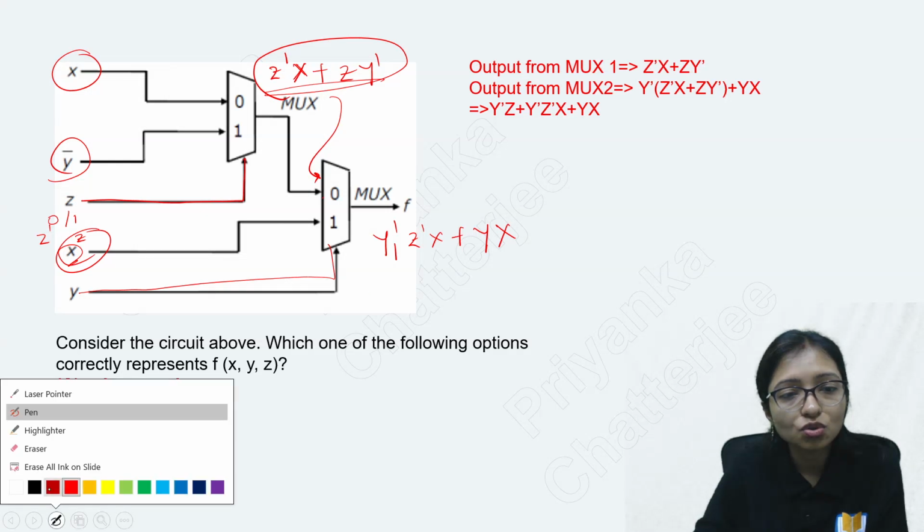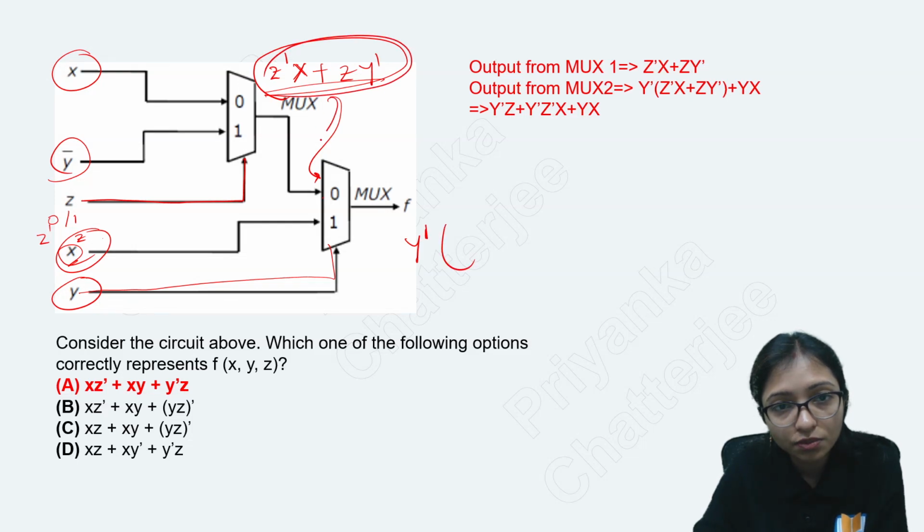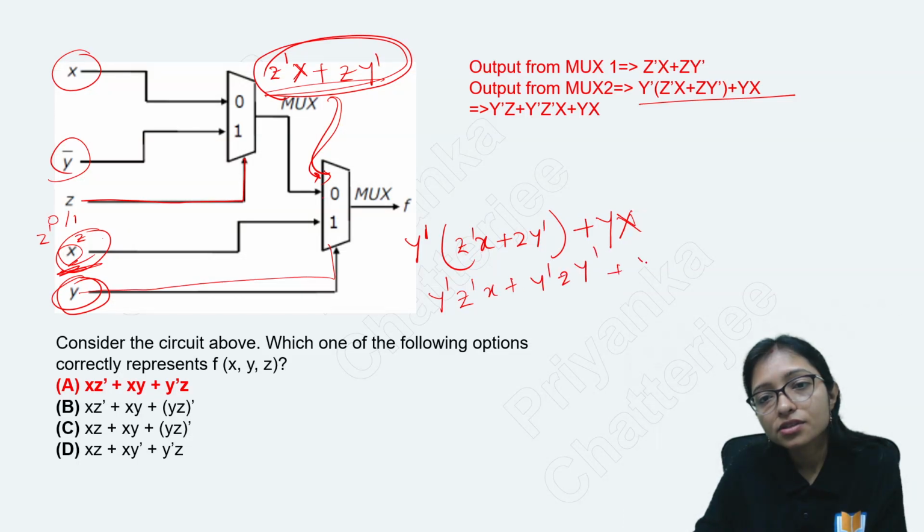Actually there were two parts. I missed one part. Here whenever you are getting this direct, that is Y bar, at the time of Y bar you are getting this total input. So Y bar means it is Z bar X plus Z Y bar. Then plus whenever you are getting this Y, then direct X is coming. So it is X. So ultimately you will get this one, right? Now simplify it: Y bar Z bar X plus Y bar Z Y bar plus YX.